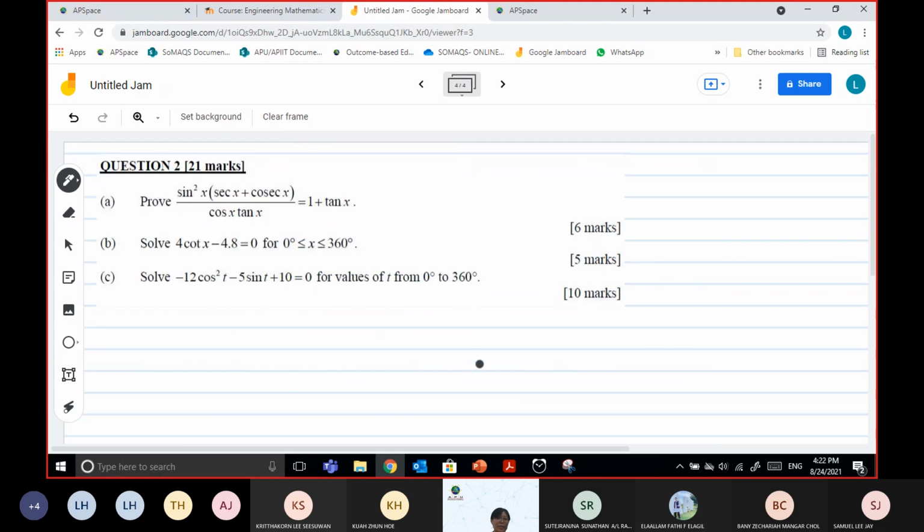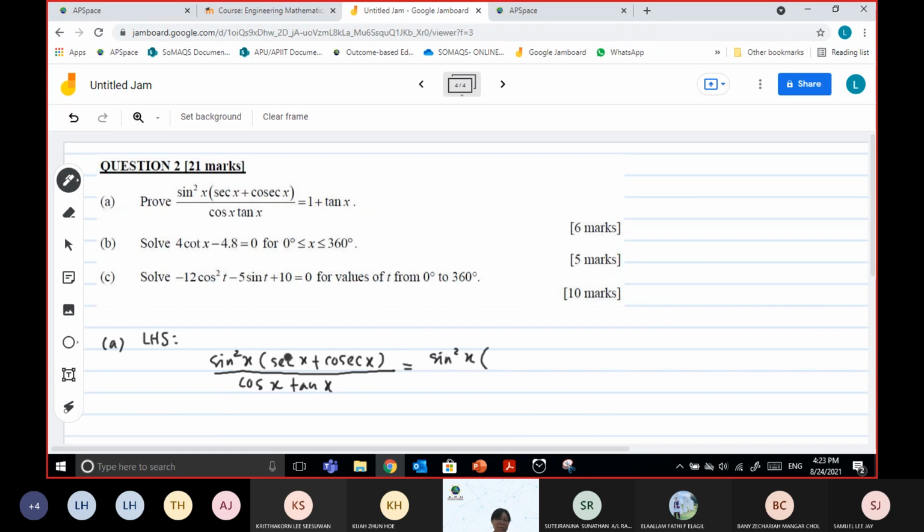Okay, so now for part A, proof. We should start from the left-hand side. So that means sine square x, secant x plus cosecant x, divided by cos x tangent x. You need to show that it's equal to 1 plus tangent x. So what we can do right here.